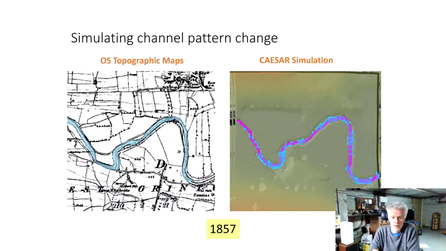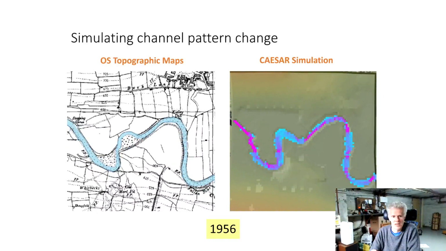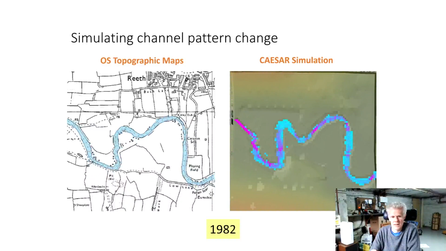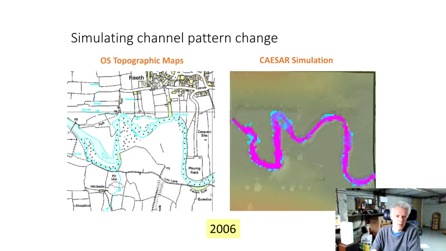And we can also model lateral erosion. So here we have a meander in the River Severn, and we can digitise this from maps back in 1857, and we can run a simulation. We move through time, and we can get the model to produce some quite nice results that simulate what seems to happen in nature quite well.